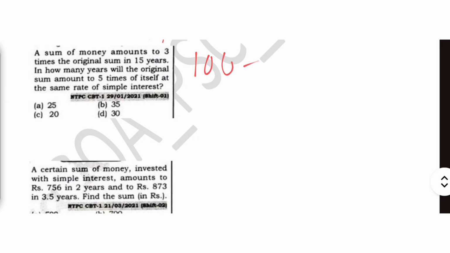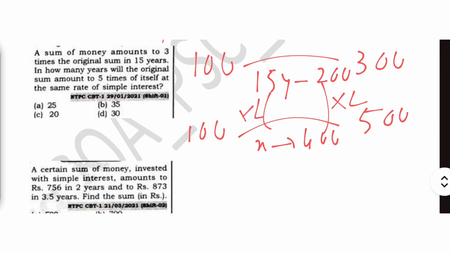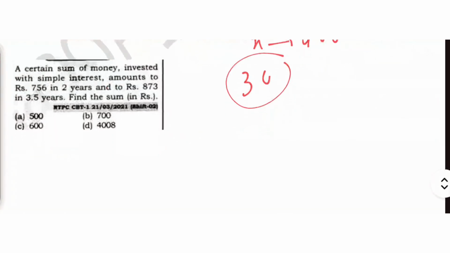A sum of money amounts to 3 times the original sum in 15 years. If this is your 100, it becomes 3 times, that is 300. In how many years? It becomes in 15 years. What is the interest? 200. Simple. In how many years will the original sum amount to 5 times? Means this is your 100, it amounts to 5 times, that is 500. And the interest is how much? 400. This is twice. 400 is twice of this. So even this will become twice, which is 30 years. Option D.